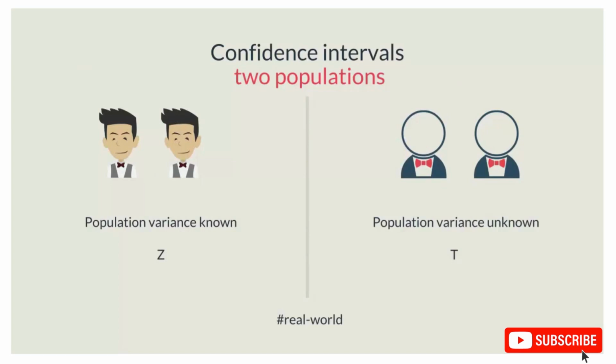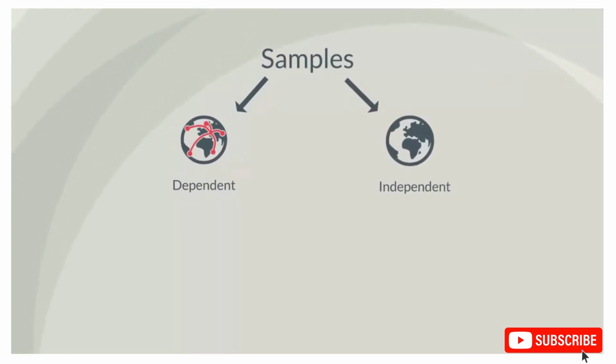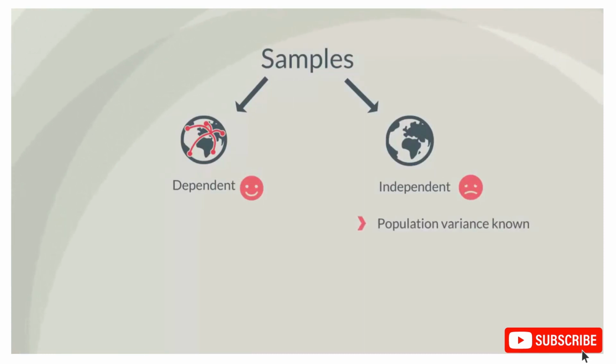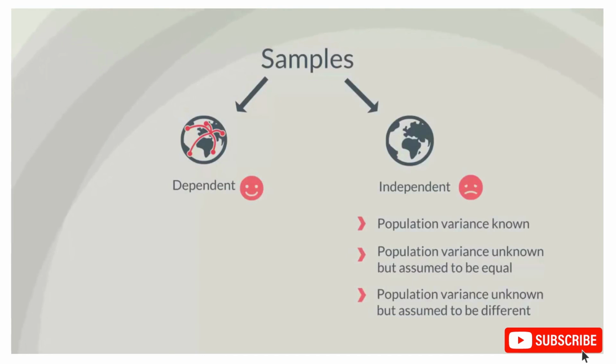A few important distinctions need to be made before we dive into this topic. In some cases, the samples that we have taken from the 2 populations will be dependent on each other, and in others they will be independent. Dependent samples are easier. You will experience this firsthand. When we have independent samples, however, we can further distinguish 3 cases. When the population variance is known, when the population variance is unknown but assumed to be equal, and when it is unknown and assumed to be different.